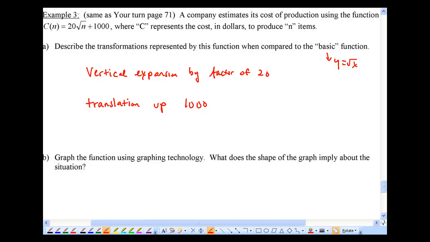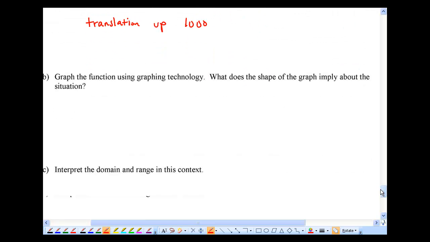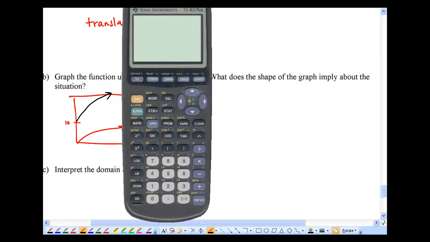Graph the function using graphing technology. Well, I can tell you right now, even without graphing technology, what it kind of looks like. Here's the basic one. Oops, went up to 1,000, and then times it by 20, so probably steeper like that. But if you wanted to check with your graphing calculator, please pull it out, and you can quickly graph it out.